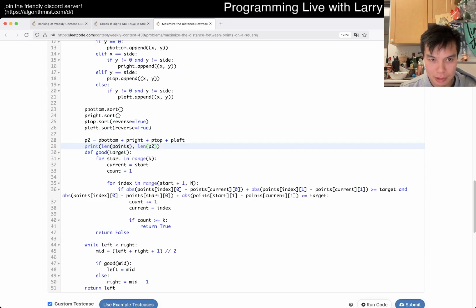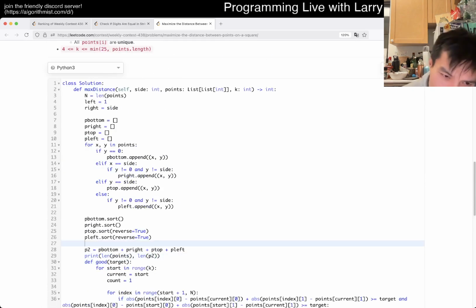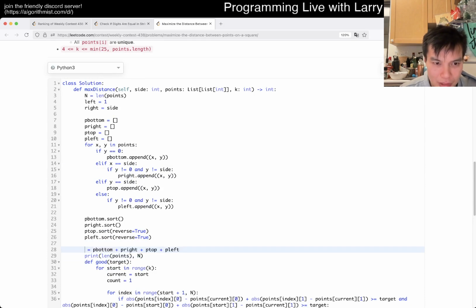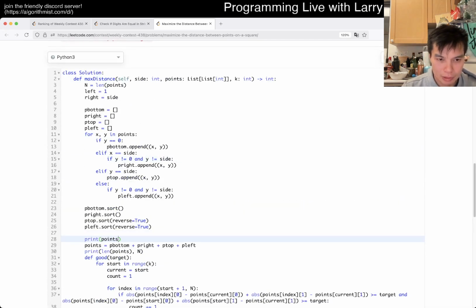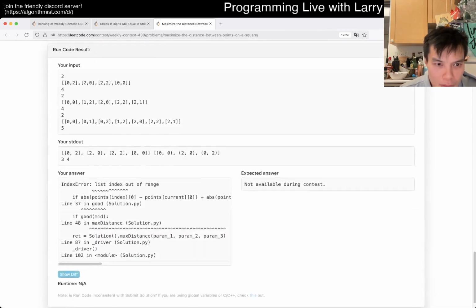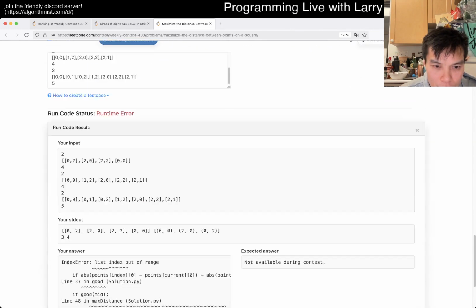Let me double check. Yeah, these should be the same. So okay, that's an easy fix or easy to debug. If true, so bottom, top. Yep. Okay, let's just print them out. Print points and this thing. Okay. Why am I missing 2, 2? 2, 2.